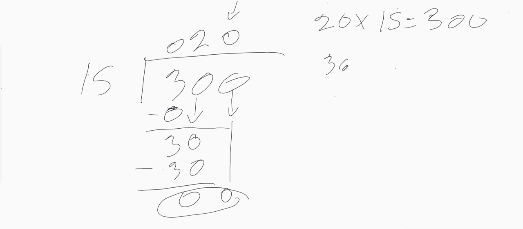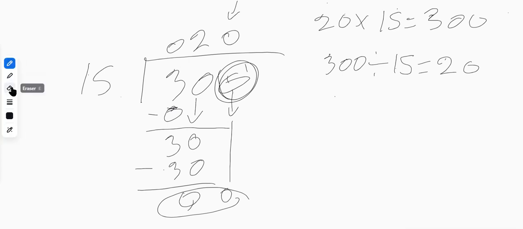Which also means that 300 divided by 15 equals 20. So just because there's a 0 here doesn't mean that your problem is done. If there's a 0 here and there's nothing else here, then your problem is over. But because there was another digit here, because this could have been a 6, you would have to work the problem out. And in fact, that's exactly what we're going to do.